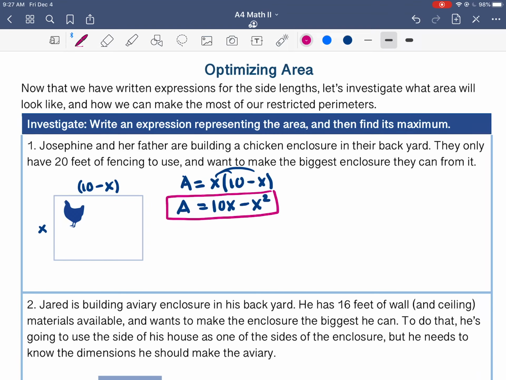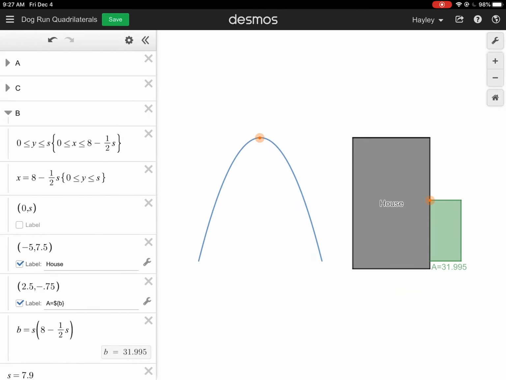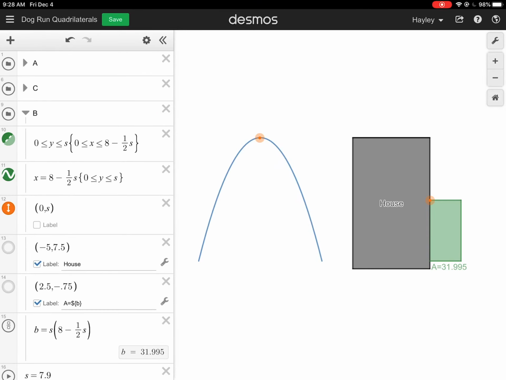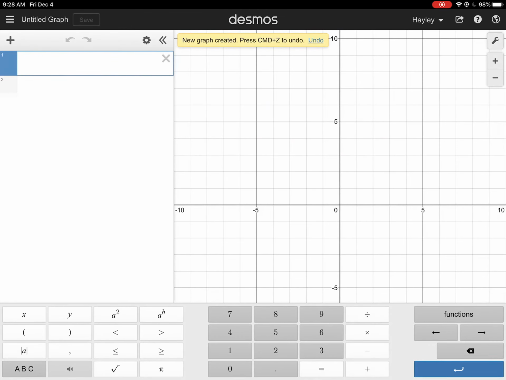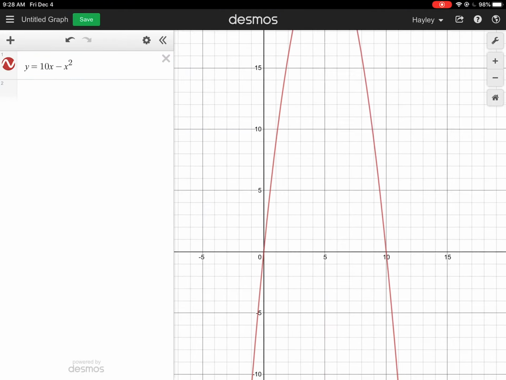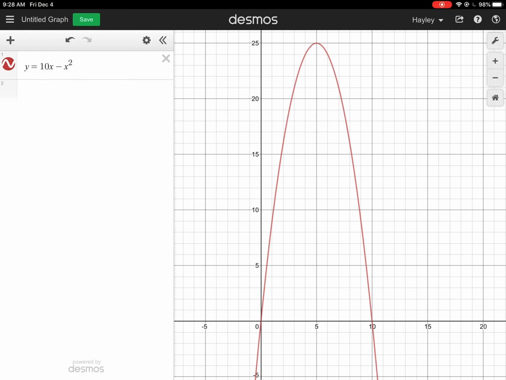To figure out what side lengths give us the biggest possible area, we are going to graph this quadratic. So I'm going to switch over to Desmos here. Just remember that you have your calculators and all other options to use for graphing this. So this is y equals 10x minus x squared. So we have this graph now. And this is a graph of the area of this chicken enclosure.